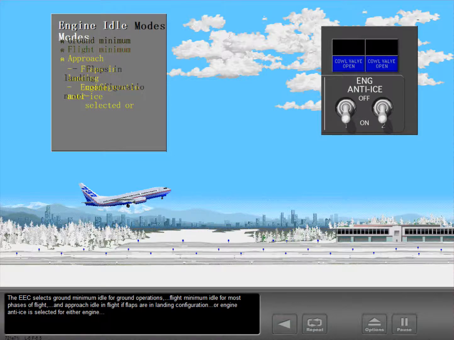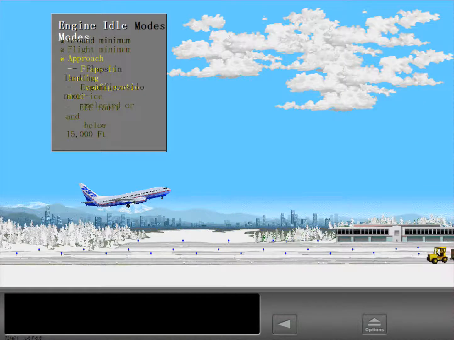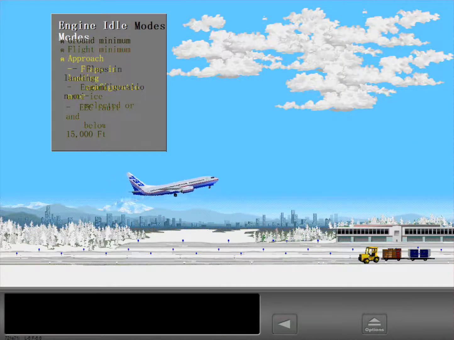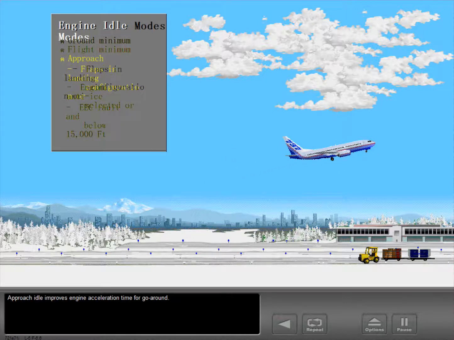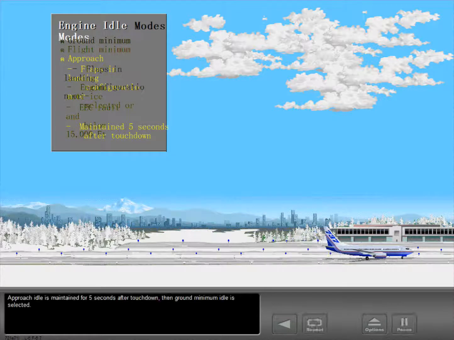or engine anti-ice is selected for either engine, or there is a fault which prevents the EEC from receiving flap or anti-ice signals and the aircraft is below 15,000 feet. Approach idle improves engine acceleration time for go-around. Approach idle is maintained for 5 seconds after touchdown, then ground minimum idle is selected.